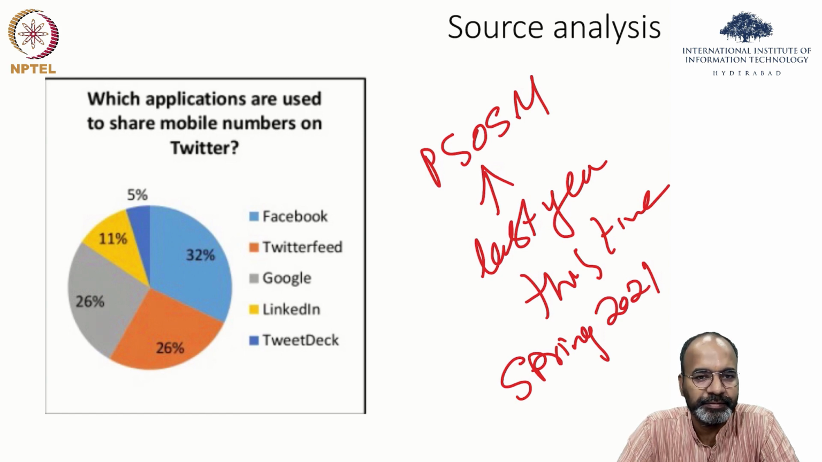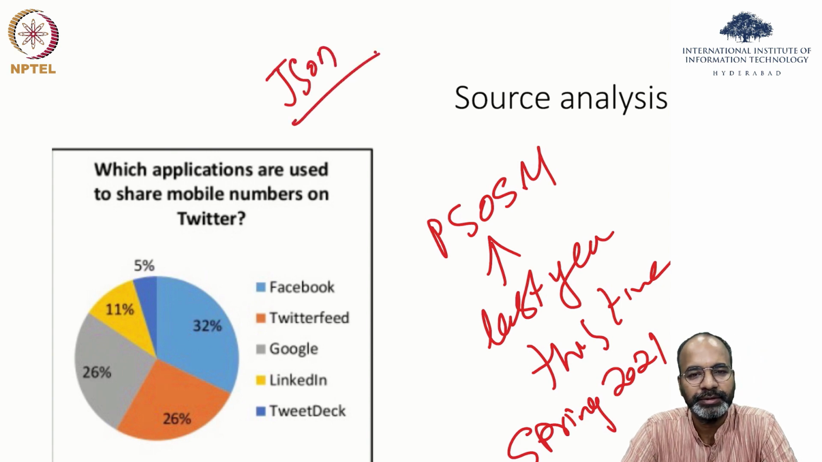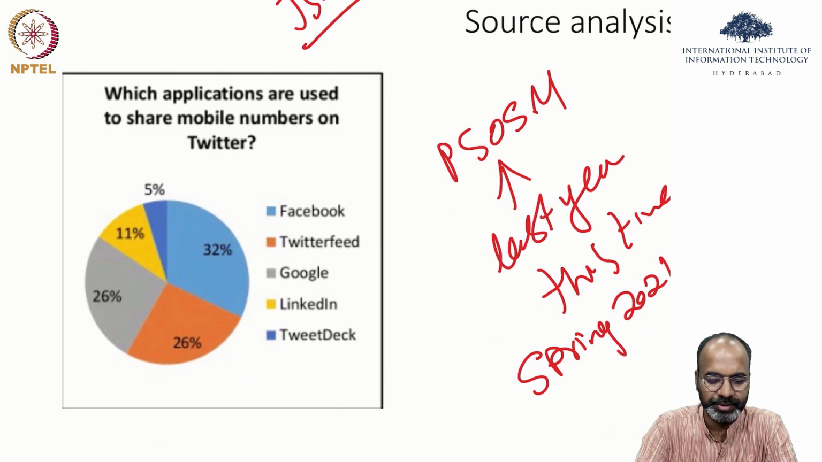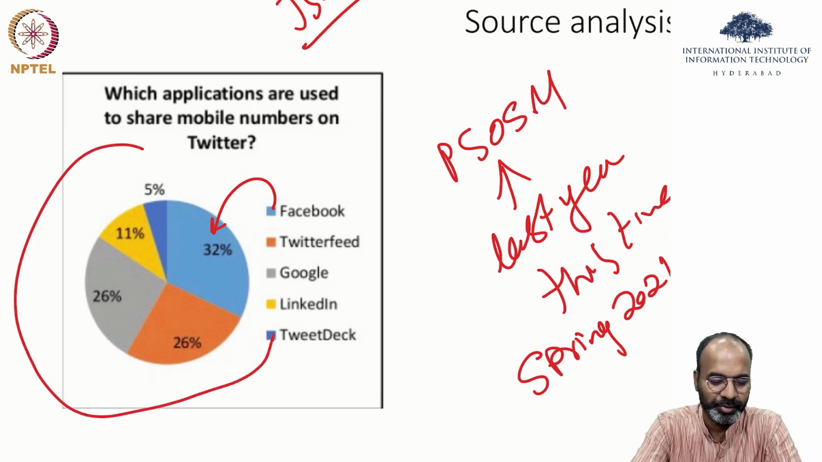There are lots of these kinds of information that come with the JSON when you collect from the social data, JSON objects. So this one is source analysis, which basically says that 32% of the people posting on Twitter are using Facebook as a source. Right, cross-posting, that's what this is showing. TweetDeck people are about 5%.